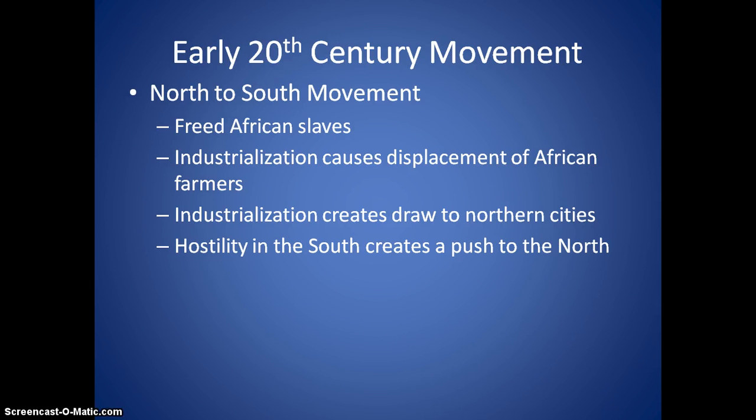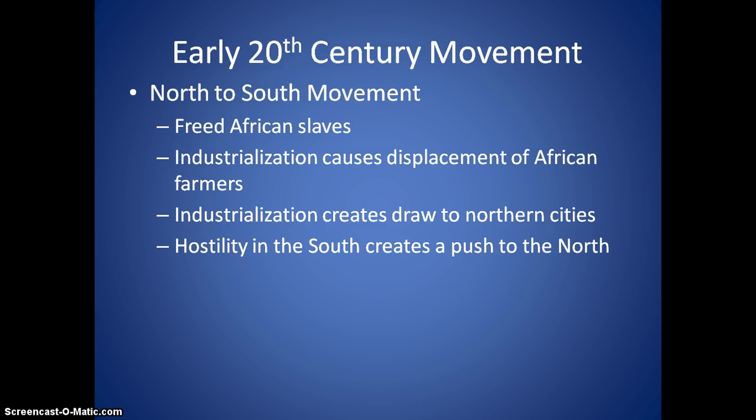So you had the freed African slaves who didn't have the greatest relationship with people in the South. So they found themselves persecuted. Obviously, the laws that were established after the Civil War in the South kept them from being as involved as they might have liked in the society as a whole.